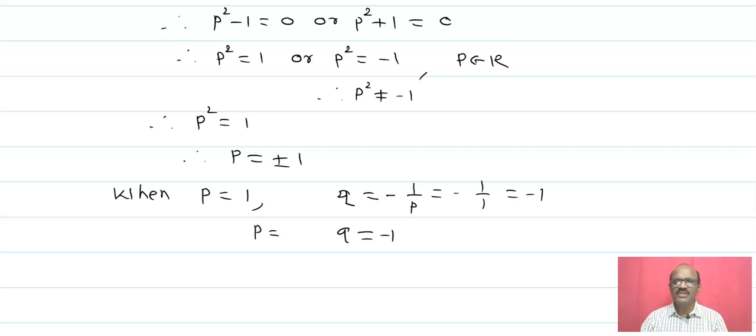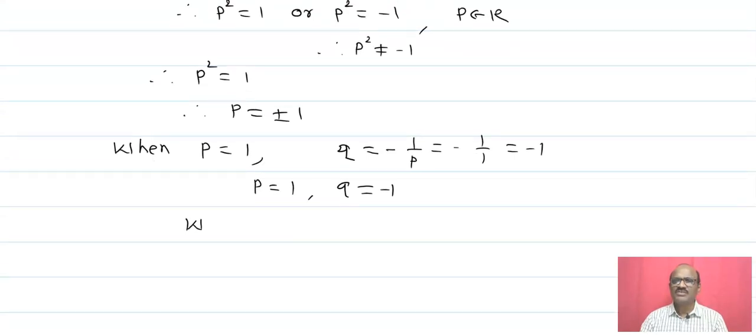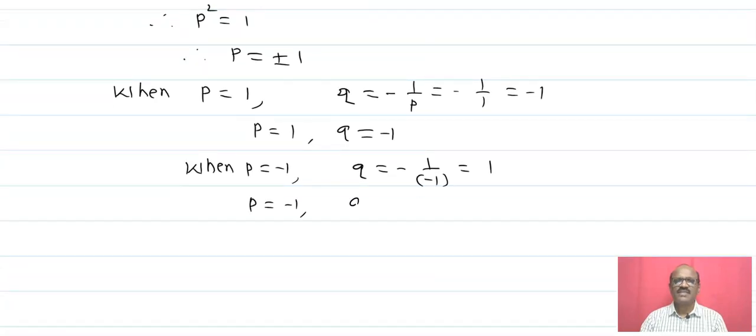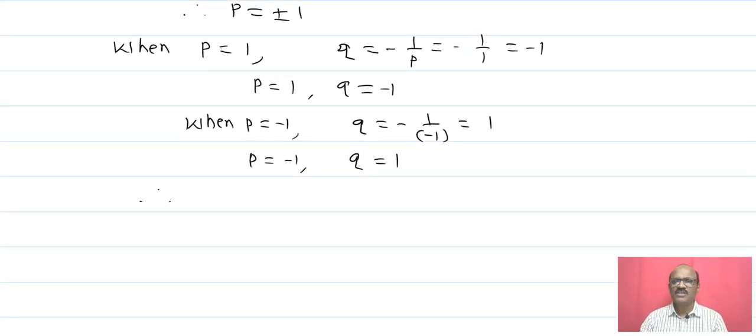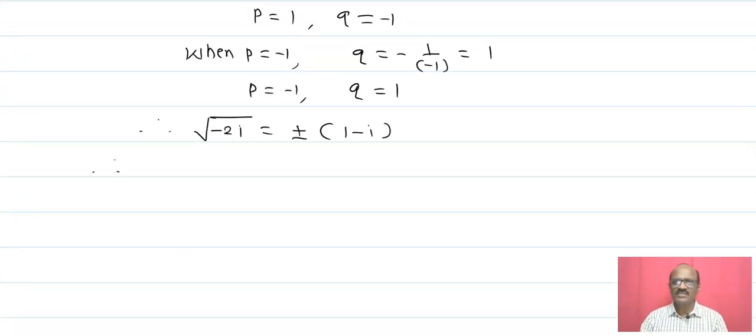And when p is equal to minus 1, q is equal to plus 1. In this way we have the root of minus 2i is equal to plus or minus (1 minus i). From the 10th standard, this is the complicated job. You have to practice a number of times.